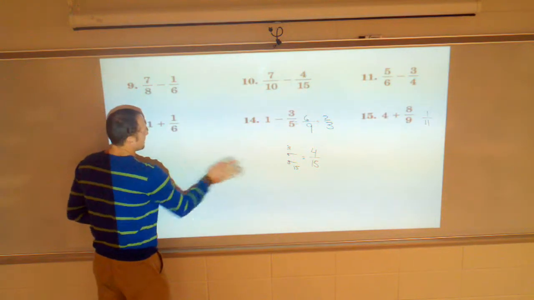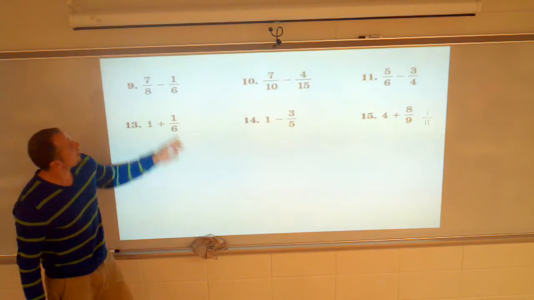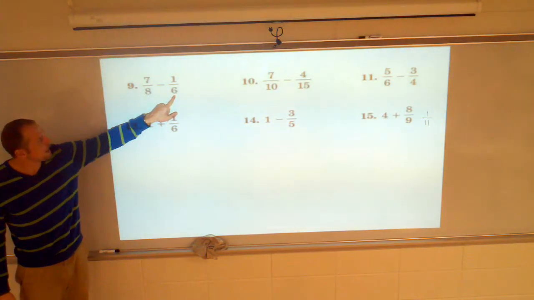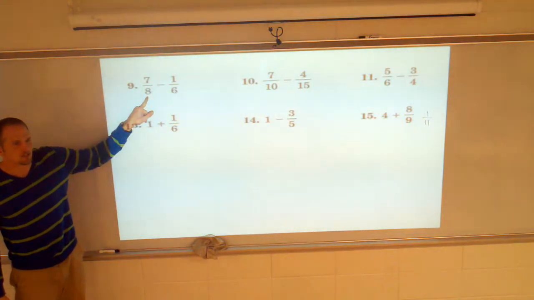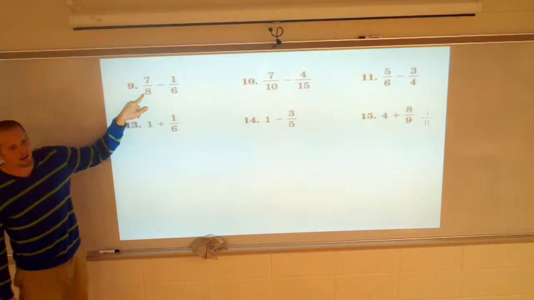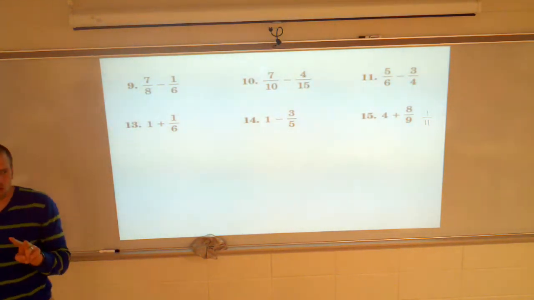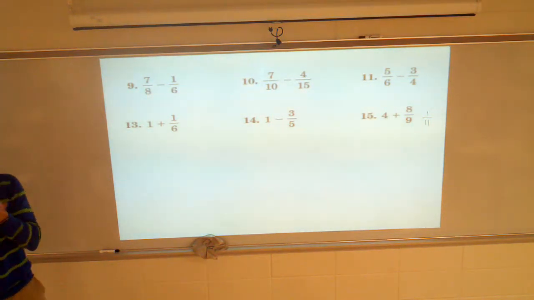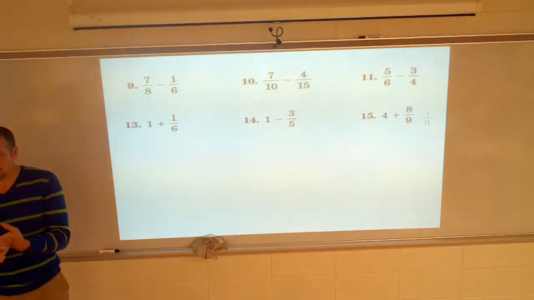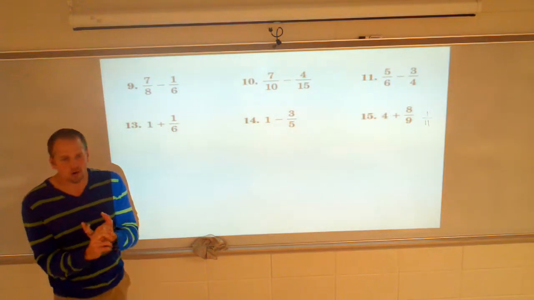Look at number 9. Remember what I told you to do. Look at the smaller denominator and ask if there's something we can multiply this by to get this. Is there a whole number, Tristan, that we can multiply 6 by to get 8? No, there's not. Okay? So here's what we have to do. I'm going to show you 2 different ways. I'm going to show you a quick way, and I'm going to show you an easy way. All right? And you can decide which you want, a quick way or an easy way.